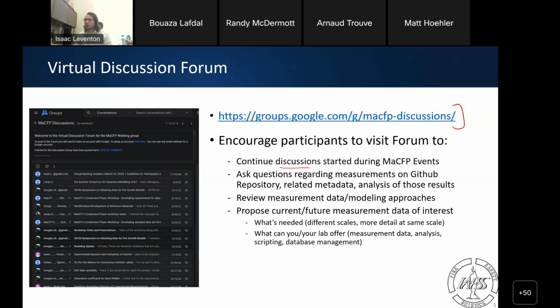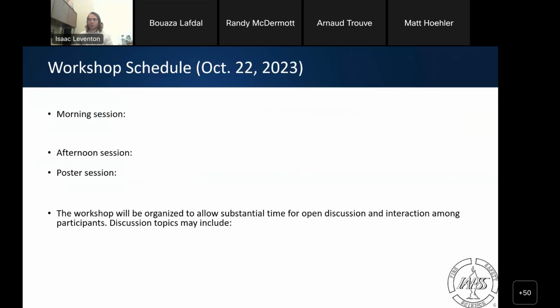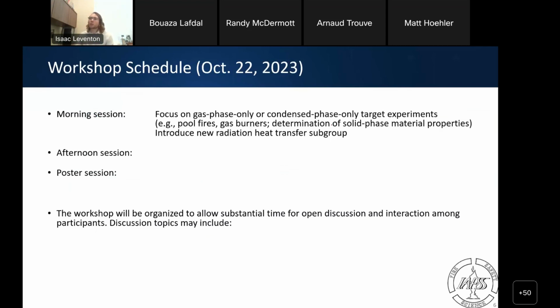So moving forward, we can share the actual meeting agenda. On October 22nd, we'll hopefully all be together in Japan. We'll have a morning and afternoon session to present our experiments and our modeling results. We've got a lot of time organized for discussion, and we are hoping to also organize a poster session that allows us to further go into some details that we may not be able to get through in the first 2 sessions. So to start the day, we'll have just the gas phase and condensed phase simulations that we're looking at. So our pool fires and our FM burner.